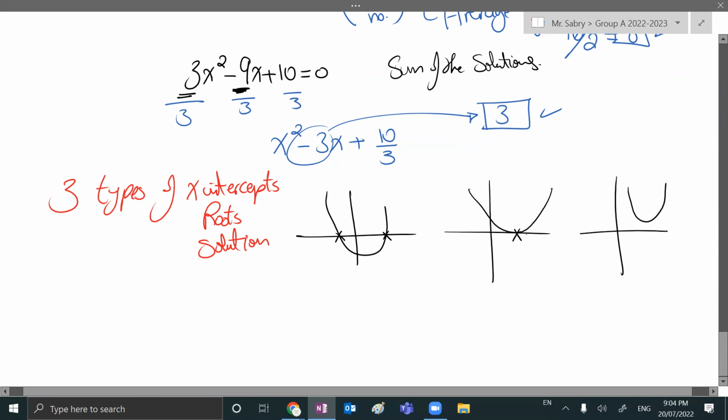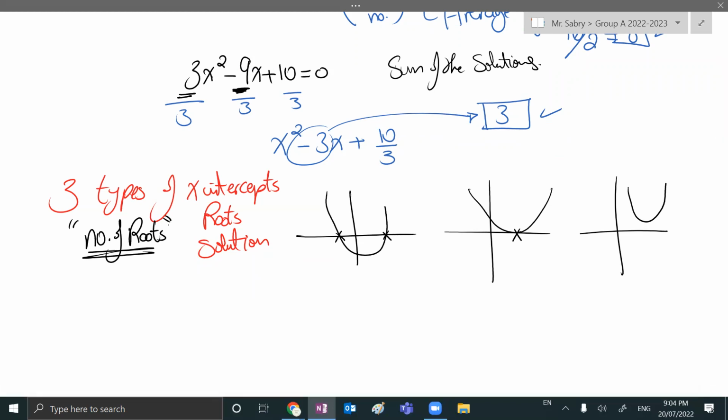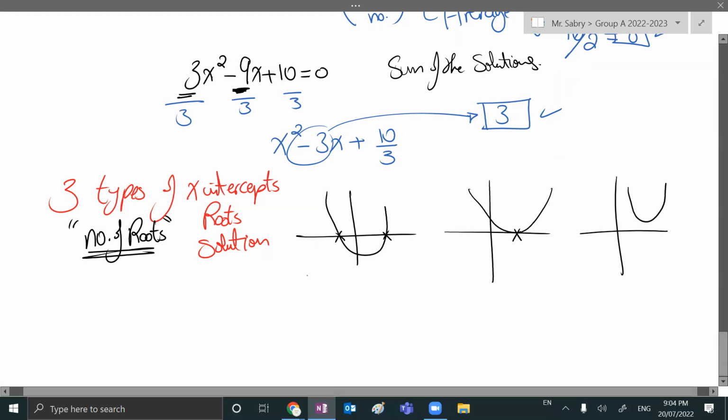So these are 3 cases showing me the number of roots of a quadratic function. Whenever we're discussing the number of solutions or the number of roots, for example, they'll tell you this function has 1 root, or that this function has no roots. So we're still discussing the number of roots. Whenever you see this, you think of one thing only, and that is called the discriminant.